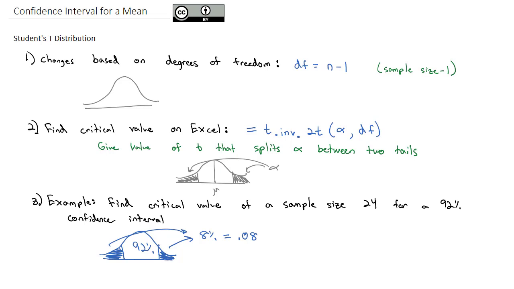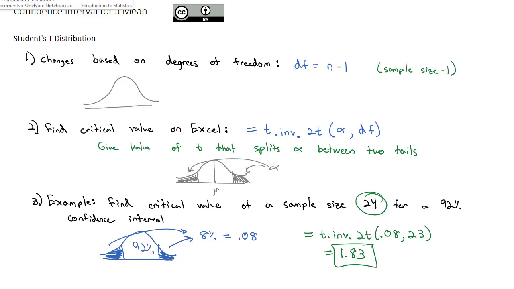So I'm going to hop over to Excel, and I'm going to type in equals t.inverse.2t, put in that 0.08 that I want in those outside tails, comma, and then our degrees of freedom is always 1 less than the sample size. 1 less than 24 is 23, and that's going to give me a critical value of 1.83.